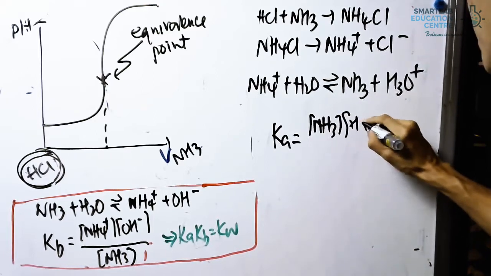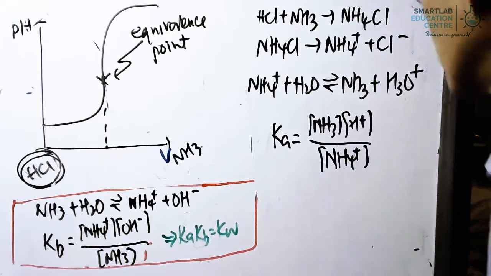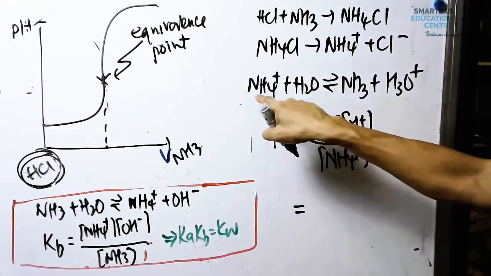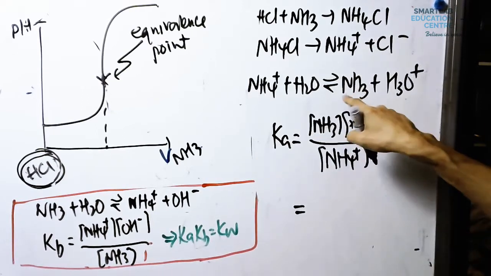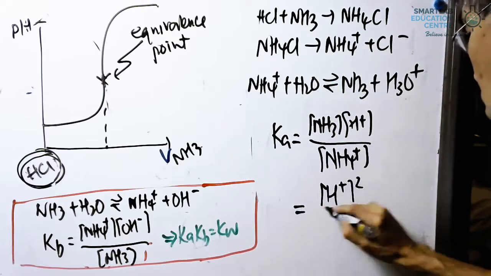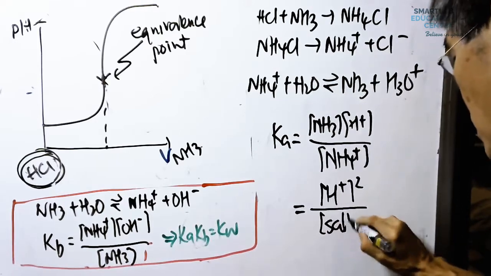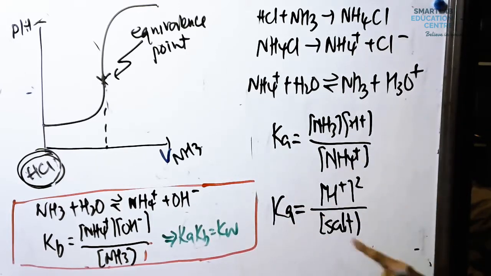H3O+ divided by this, which will be your salt. In the same way, if one of these ionizes, you will produce one ammonia and one H3O+, so these two are equal. So this will be the salt. This is the formula you could use to calculate the pH of your acidic salt.